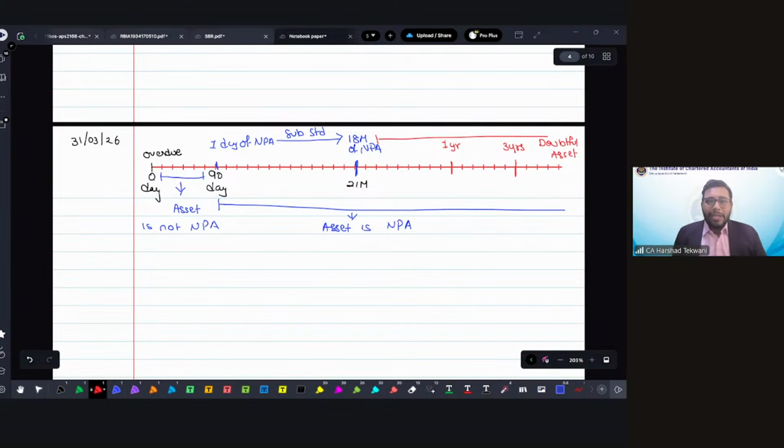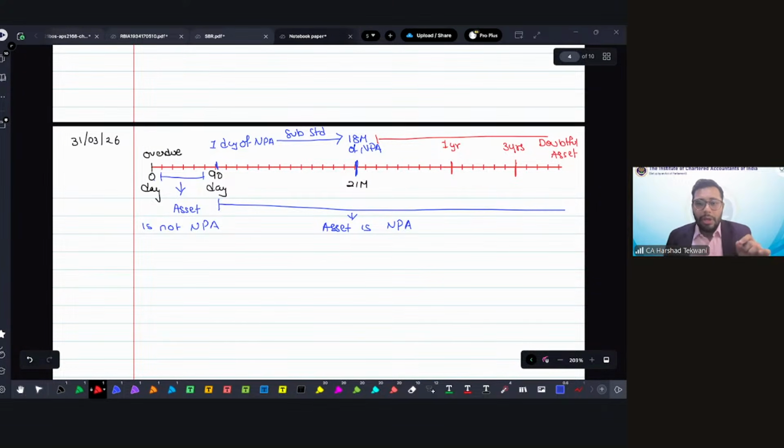Now, the question is that this is the glide path which is given for the base layer, the NPA norms which are given for the base layer. And this categorization of less than 18 months and more than 18 months is given for the base layer. Does it mean that it is also applicable for the middle layer?